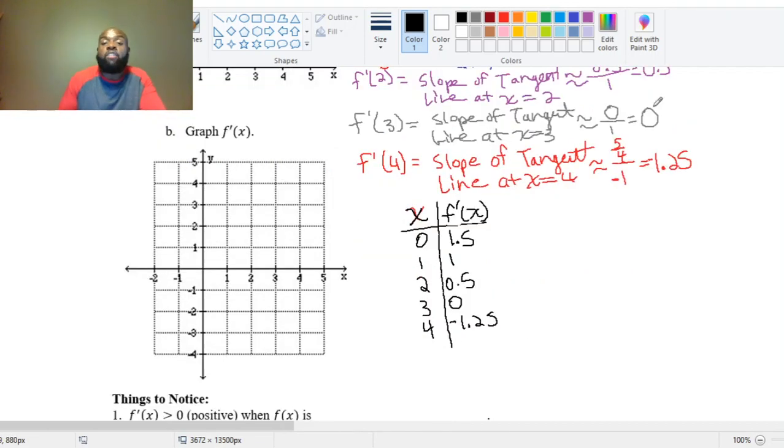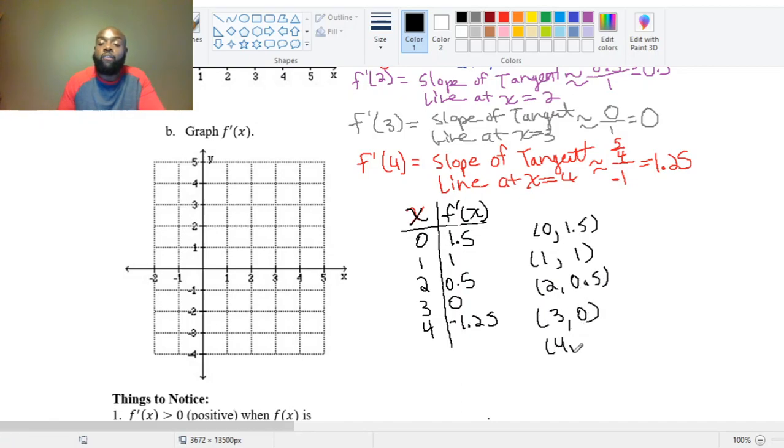And so basically we have a bunch of ordered pairs. That's (0, 1.5), (1, 1), (2, 0.5), (3, 0), and then (4, -1.25). And so I can plot these points, and since this is f prime, I can graph my derivative function, all right? So I'm going to plot these points.